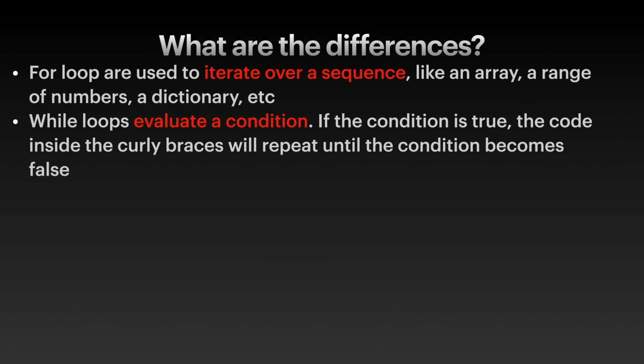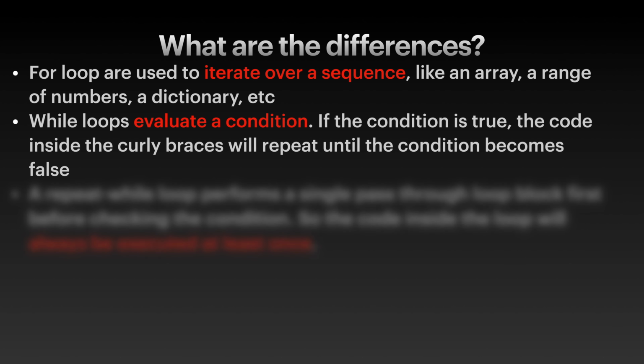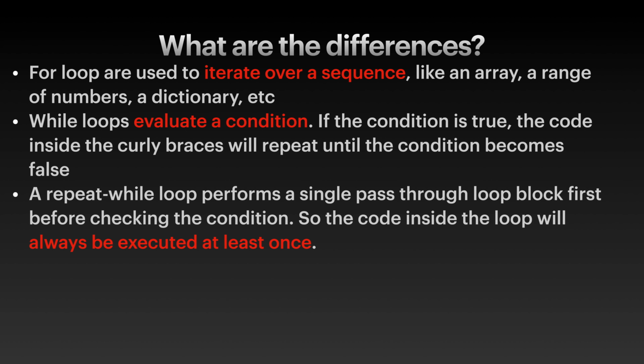So if a condition is true, then the code inside the curly braces is going to repeat until the condition becomes false. And a repeat while loop performs a single pass through the loop block first before checking the condition. So the code inside the loop will always be executed at least once. So let's go ahead and get into some examples. If this doesn't make sense, it will start to make sense.